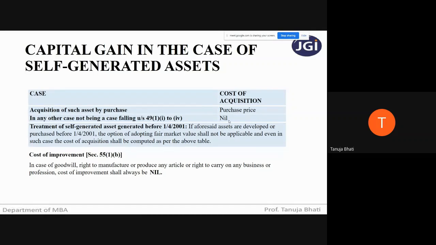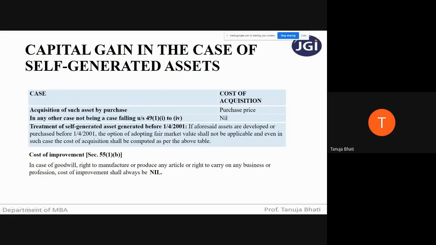If I'm creating my own goodwill and I'm selling my goodwill, when I created my goodwill, did I incur any cost? No. So the cost of acquisition for creating my own goodwill will always be nil. So remember this, very, very important. The cost of acquisition of a self-generated asset is always going to be nil. But if you have purchased it, it is going to be the purchase price.